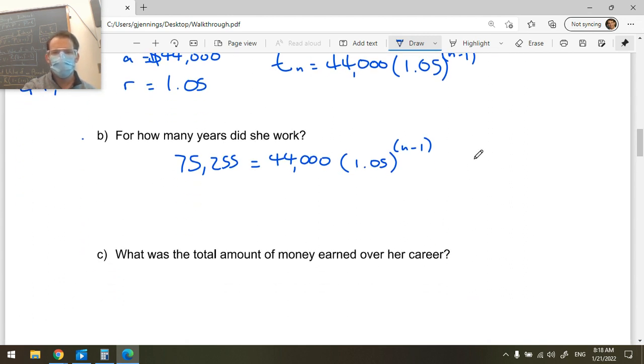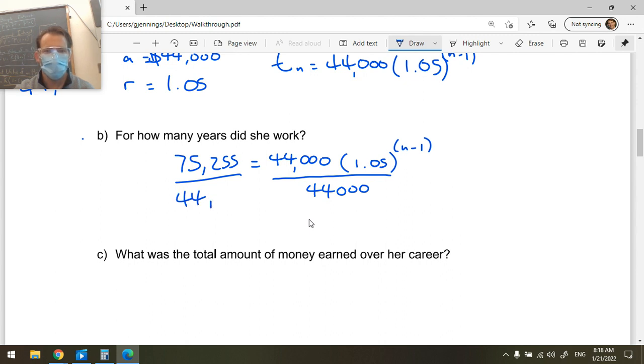Okay, so now I want to solve this for n. I'm solving for an exponent. That's tricky, I know, but let's go ahead and do it. So, first thing I'm going to do is divide away those big numbers. That's the first layer of defense that I will remove. And that will show me how much total growth has happened between year 1 and year n.